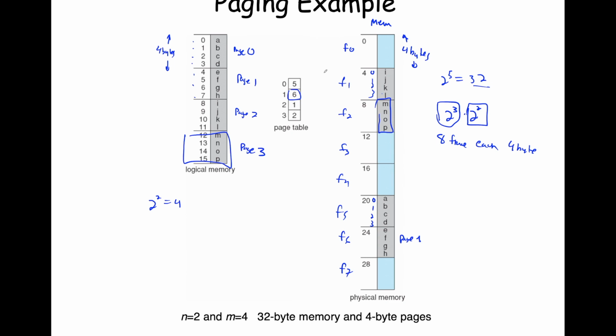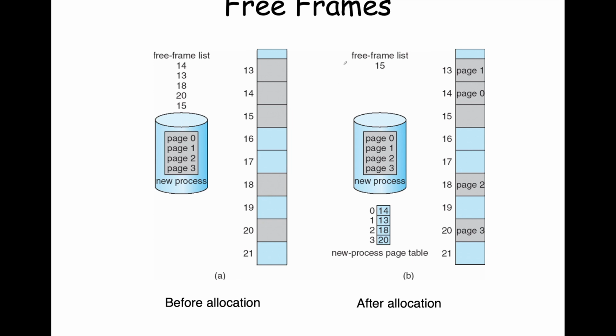Okay, so let's look at this idea of free frames. And here we have a free frame list, because if you talk about holes in a list, now that we're dealing with frames, it is a list of these unallocated frames. In the free frame list, we have frame number 14, 13, 18, and 20 in that order. And then we have a new process. Now this process could be loaded in the backing store, or it could be coming off disk for the first time as it's invoked. But nonetheless, this process has page 0, 1, 2, and 3.